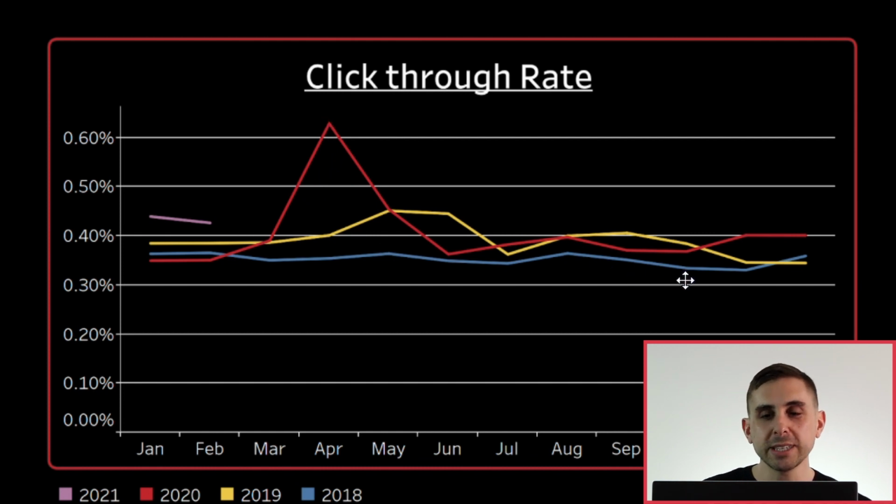But you can see that more recently, there's been a trend in the better direction, and click-through rate has actually been above 0.4, and it's right over here for 2021. So generally speaking, in 2021, the click-through rate is the highest that it's been in quite a long time. So that is a good thing for Amazon advertisers.